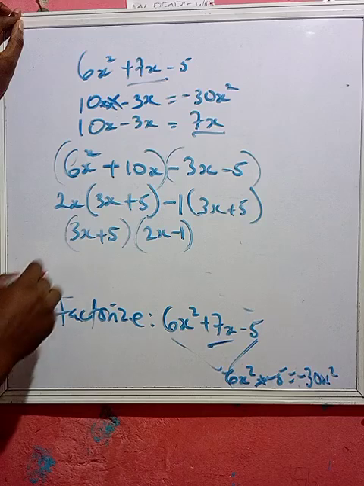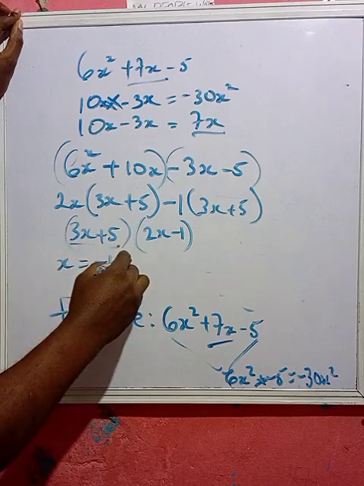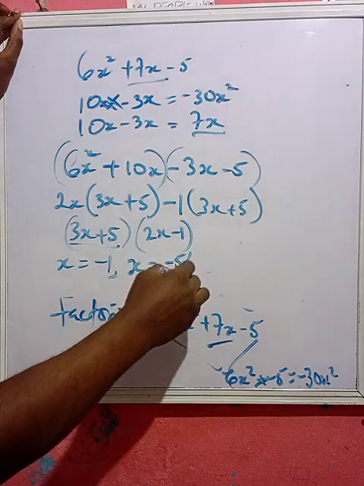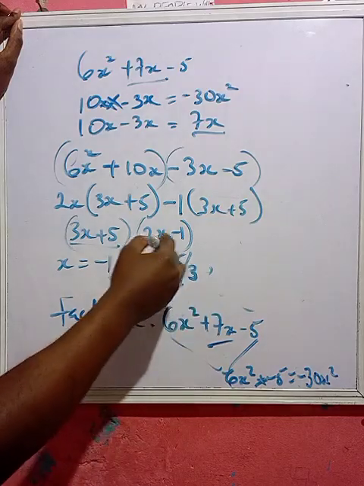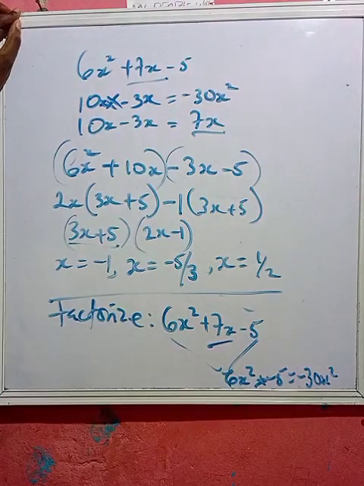So remember, we had x equal to minus 1. So this now will be x equal to minus 5 over 3, comma, and then this will be x equal to 1 over 2. These are the zeros of the polynomial.